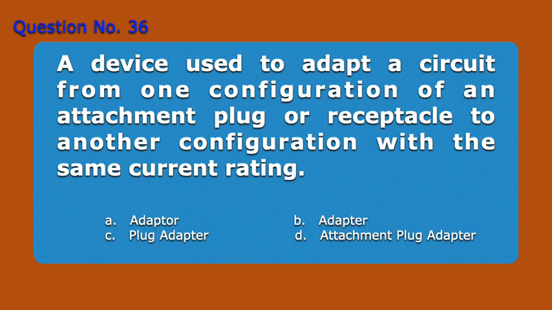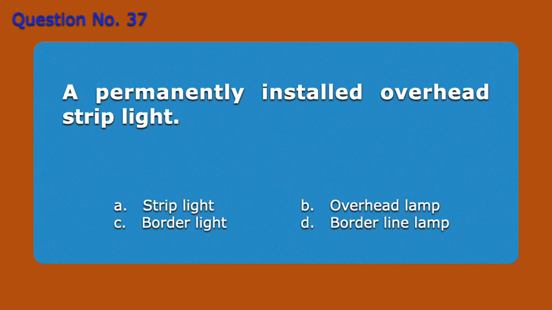Question number 36. A device used to adapt a circuit from one configuration of an attachment plug or receptacle to another configuration with the same current rating. A. Adapter, B. Adapter, C. Plug adapter, D. Attachment plug adapter. Answer, B. Adapter.